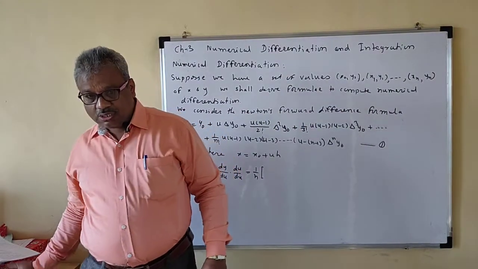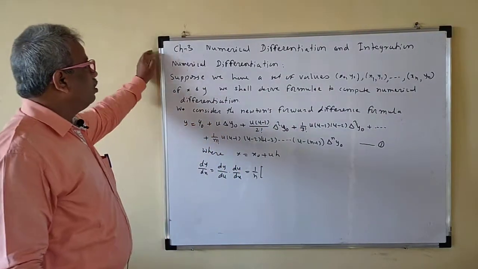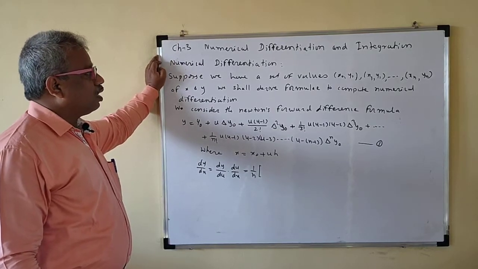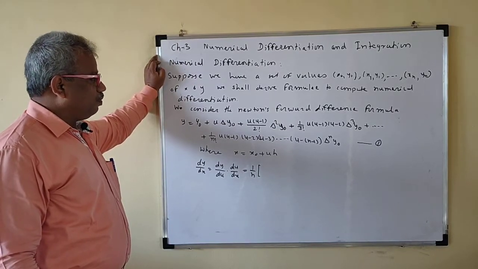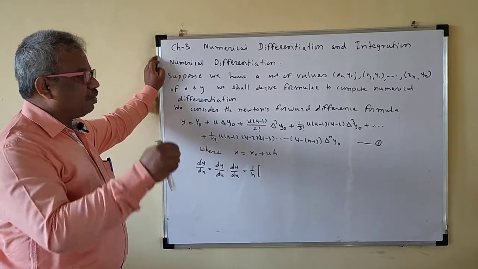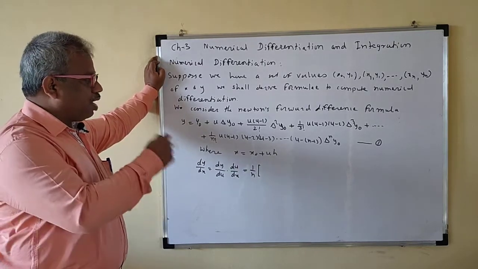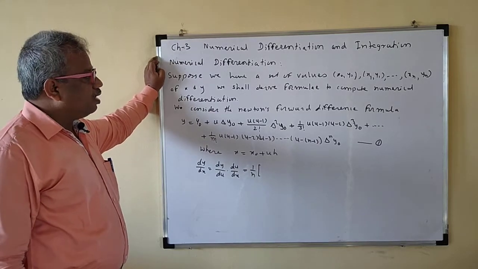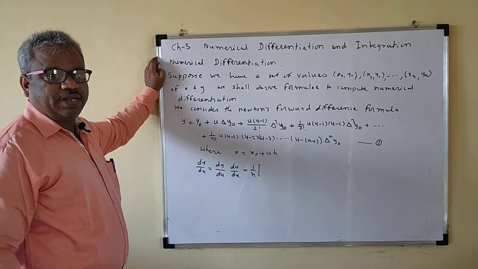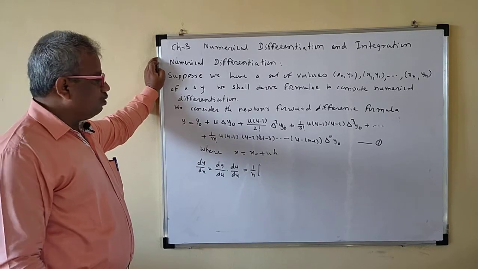So we go to the next chapter, that is chapter 3, numerical differentiation and integration. Here we will see how to find the first derivative and second derivative at a particular point. We are given some data, and with the help of the data you have to find the derivative dy by dx at some point, and d2y by dx square at some point. That we will do.